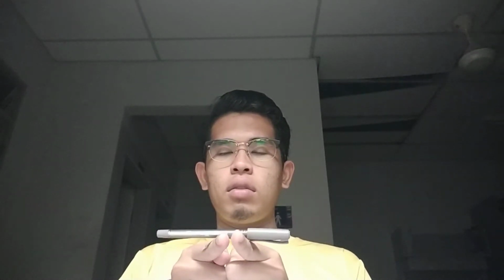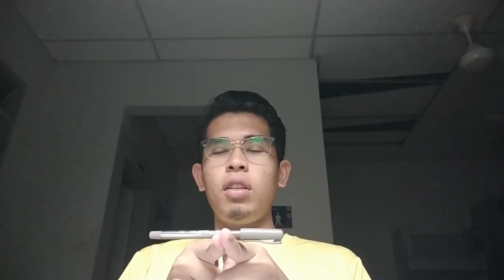For example, this pen. How do we find the COG of this pen? We can do it like this, and then we move it until the pen does not fall. Basically, this is the COG of the pen, because the pen is stable and does not fall.